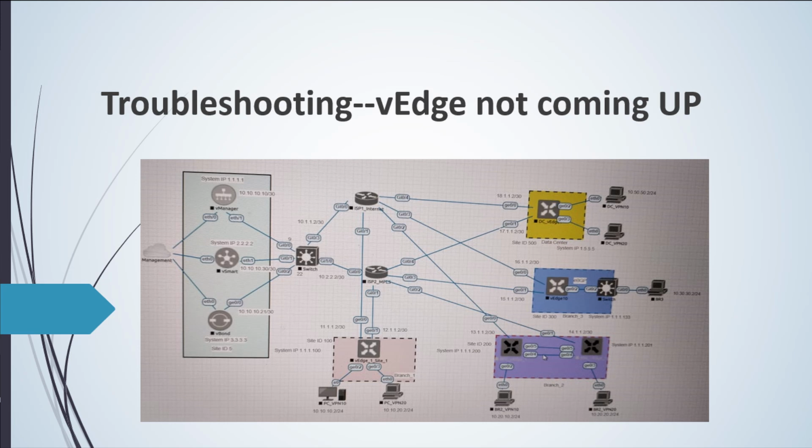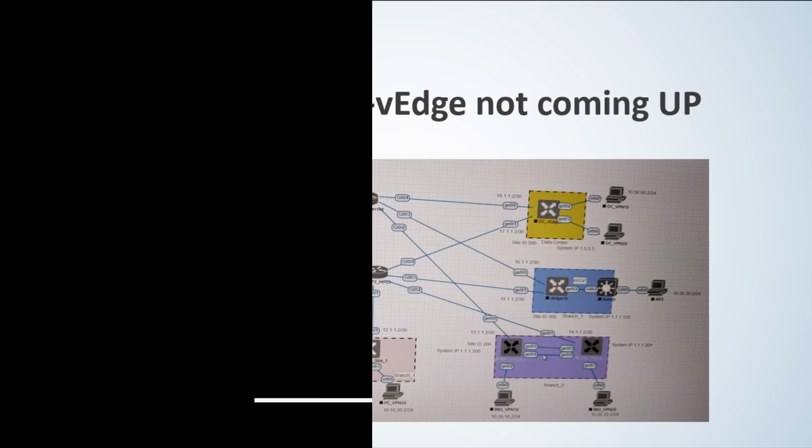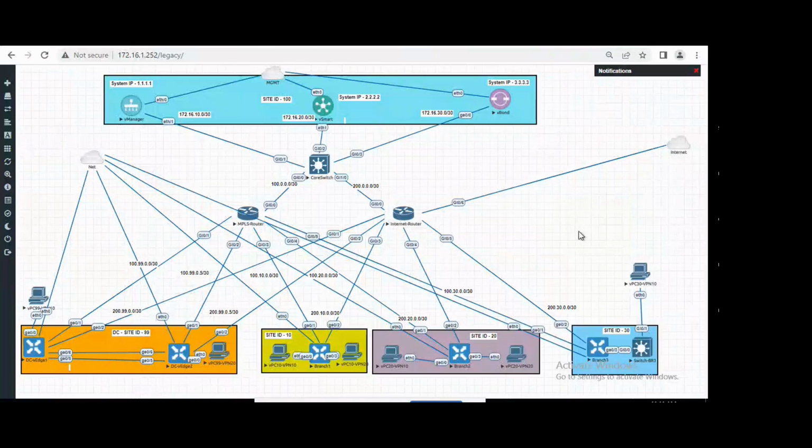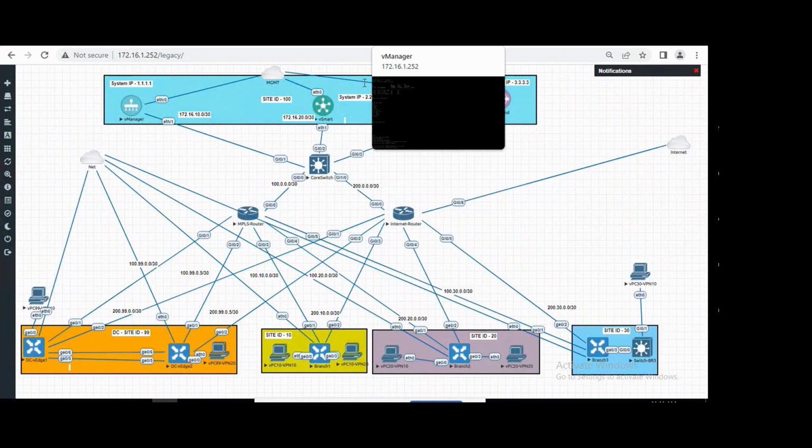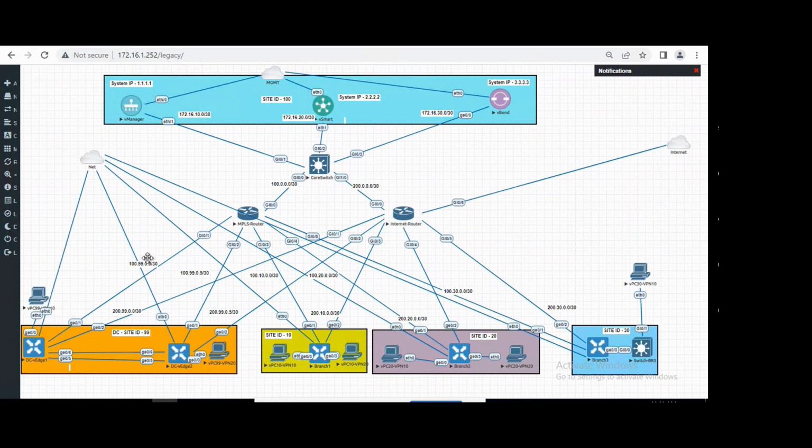But then I'm having some issues in my lab. Okay, just share the screen. Let me show my screen. This is my lab. The problem is I have been able to onboard this edge into this vSmart, and I'm not able to onboard any of the other vEdge onto the vManage.